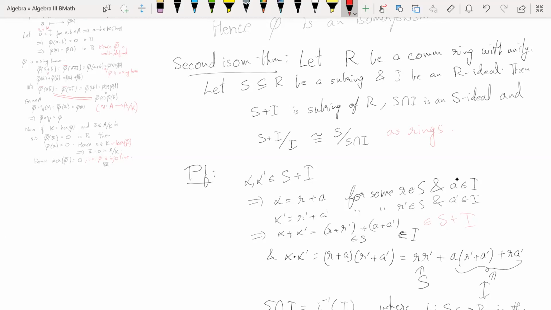This a is in I, so a times anything is in I, and a prime is in I. So r times a prime is in I. So their sum is in I. So alpha times alpha prime, again you can write as something in S plus something in I. So this is also in S plus I.